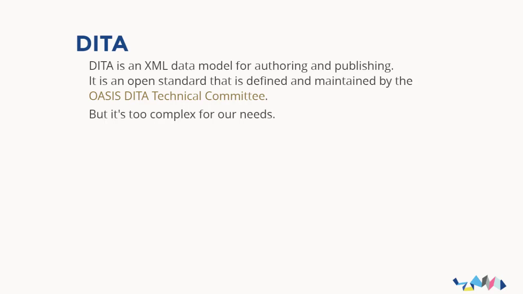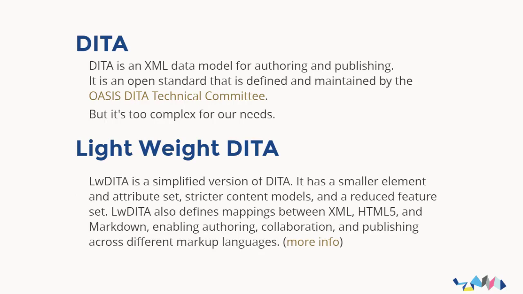It is what we want, but it's too complex for our needs, if only it didn't have more than 600 different elements. That's why we settled on lightweight DITA, which is a simplified version of DITA. It has a smaller element and attribute set, 48 elements to be precise, without sacrificing the practicality we want to achieve. It also has a stricter content model and a reduced feature set.